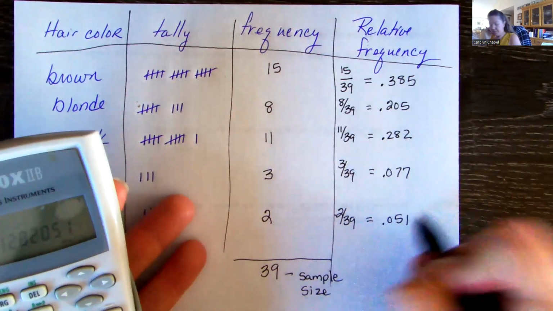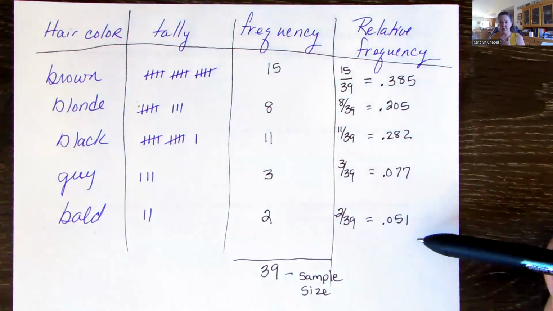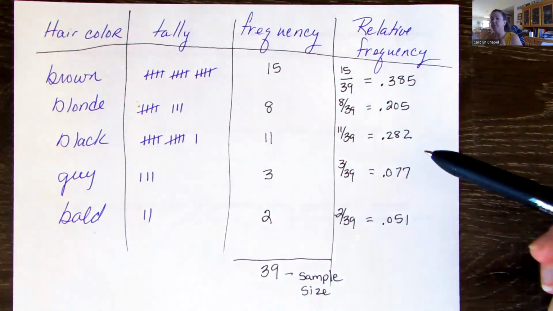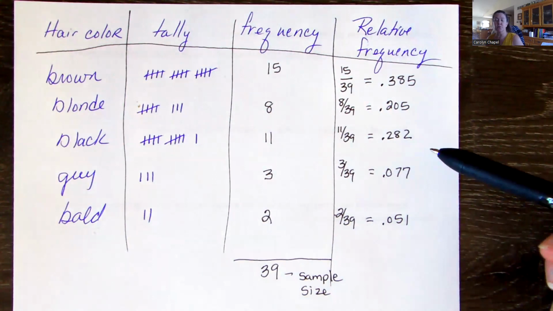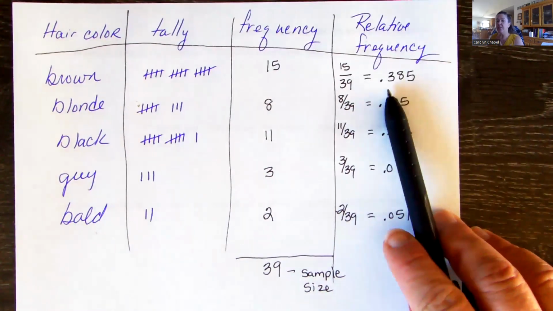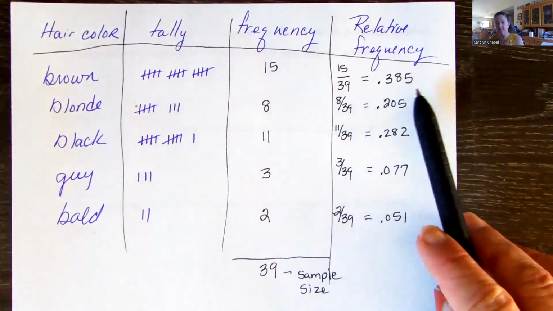Okay. And we might want to double check to add these up. We should get 1 when we're done. These are also, if you want to think of them, the percentage of each group. So the percentage that had brown hair would be that 38.5%, so moving my decimal 2 places.